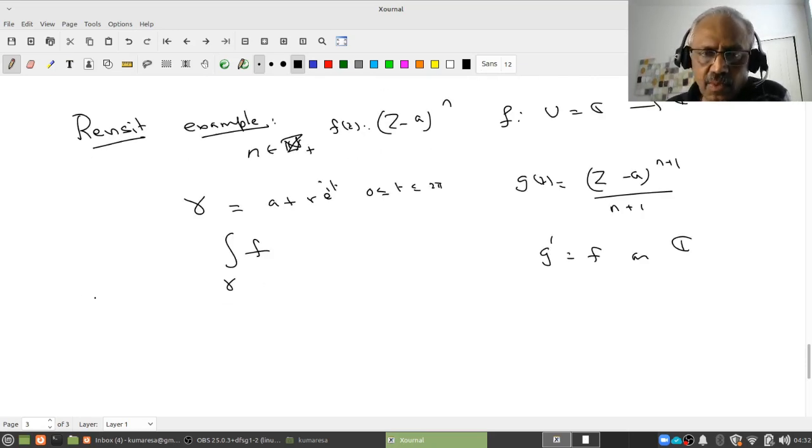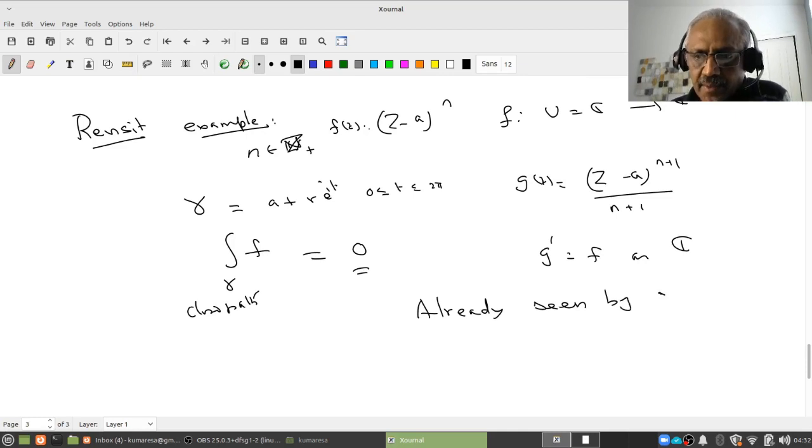Now what is gamma? Gamma is a closed path. Therefore, what do I know about the integral of f? This is 0. So this is already seen by a computation from the definition, using the definition of path integral.